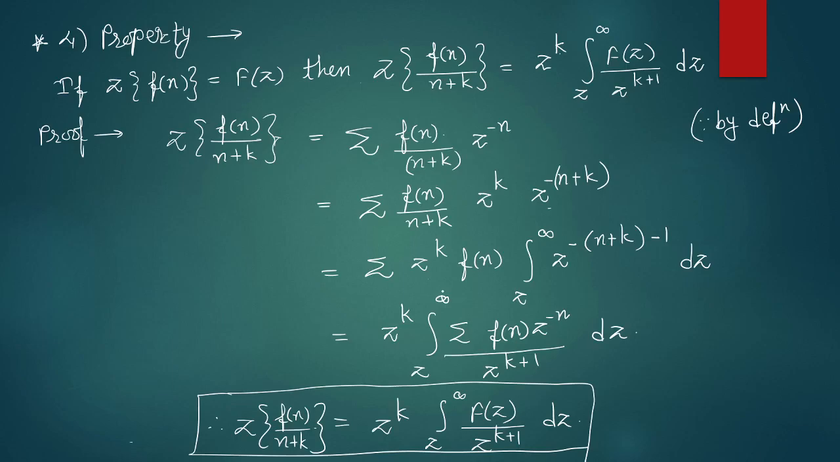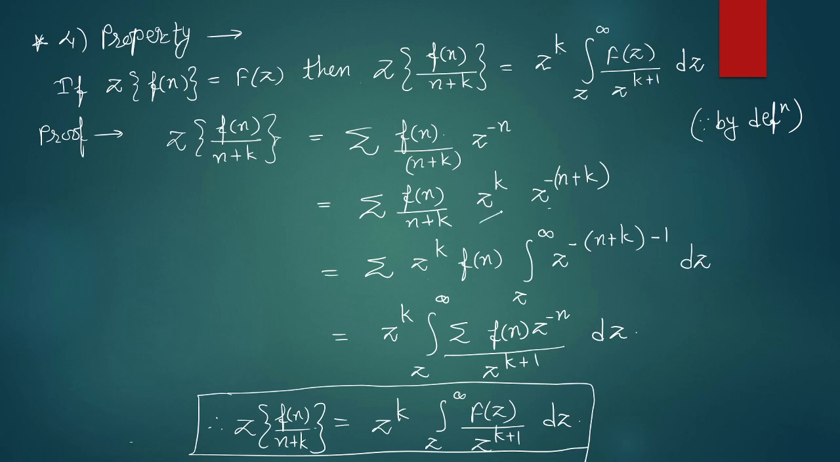Our next property: if Z transform of f of n equals capital F of z, then Z transform of f of n upon n plus k, its value equals this. For this proof, we consider the left hand side of the proof. Then apply the definition of Z transform. Here f of n upon n plus k, here z to the power minus n in terms of summation.